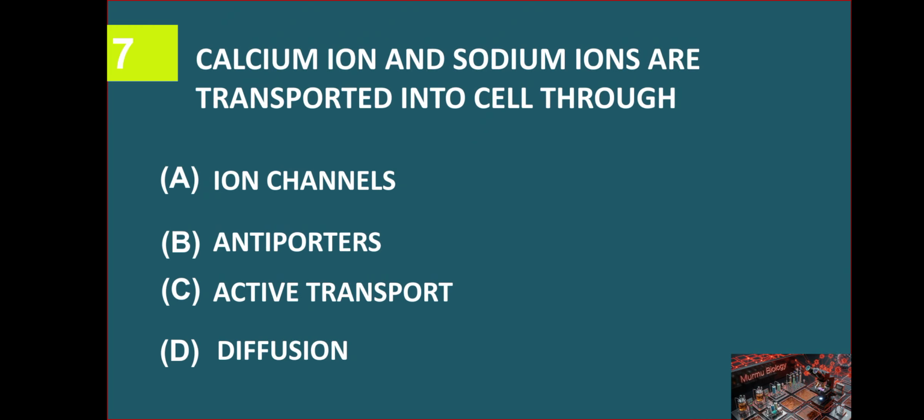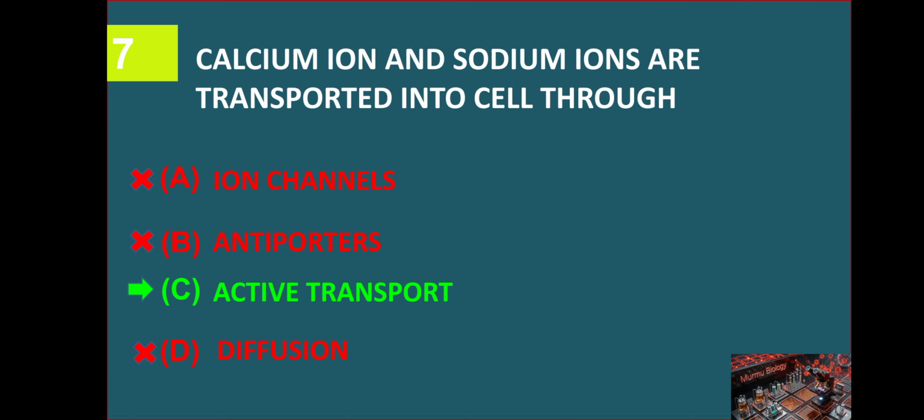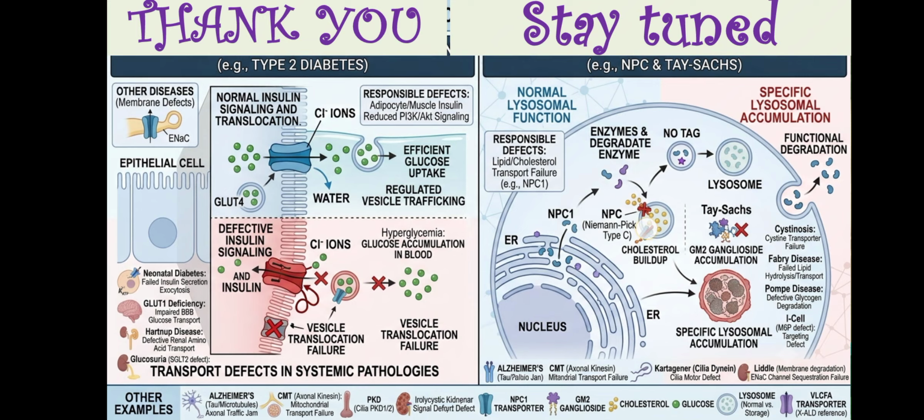Coming to the question, calcium ions and sodium ions are transported into the cell through... ion channels is not true. Antiporters is also not true. Active transport is the answer, and diffusion is not applicable here. You can see that in active transport, in ATP driven pumps, under P type pumps the calcium pump is categorized. So now you know the correct answer.